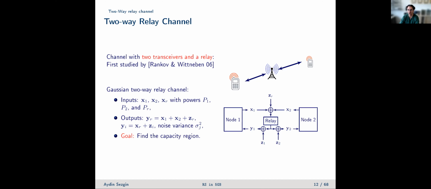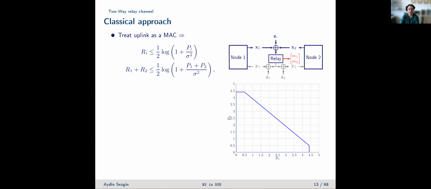So what we can do now is try to look at the capacity region of this setup. We have two users, so therefore we have to deal with the capacity region. And we would like to see at the end of this part how rate splitting is beneficial here. Okay. So the first approach you can apply in this two-way channel, since you have two stages: the first stage is you communicate from the nodes to the relay, and then the second stage is you communicate from the relay back to the nodes.